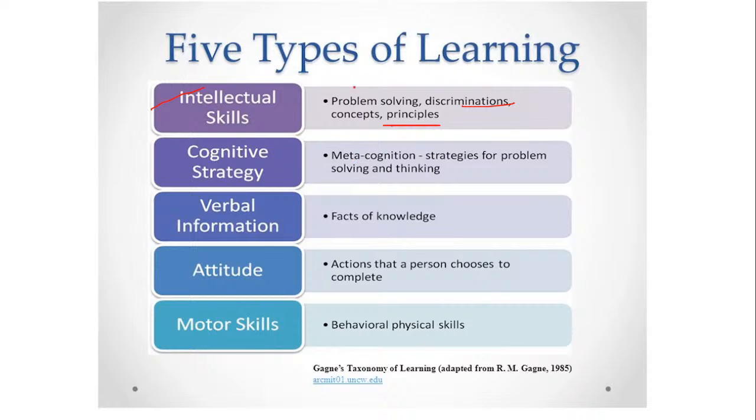When we use the term metacognition, it is simply thinking about one's thinking: how the person monitors his process, how he plans, how he assesses his own understanding, and according to that he performs. Then verbal information is based on facts of knowledge acquired by an individual. Attitude is the actions a person chooses to complete, his own internal state. And motor skills are behavioral physical skills, the use of motions. That is a part of the various types of learning.